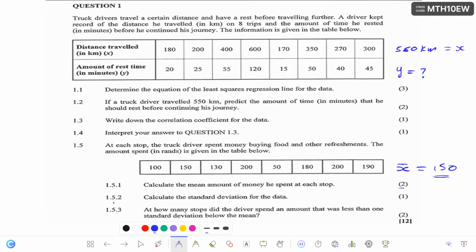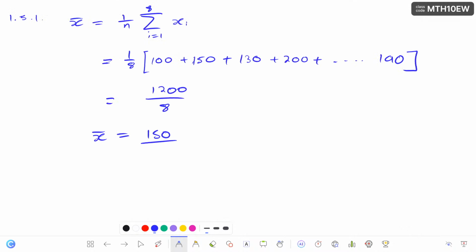The second question is 1.5.2. Calculate the standard deviation for the data. So to calculate the standard deviation, let's simply use our calculator because it's 1 mark. So you're going to press Shift 1, then 4, which is var. Then you will see something like this in your calculator. Press that, and then that's your standard deviation.